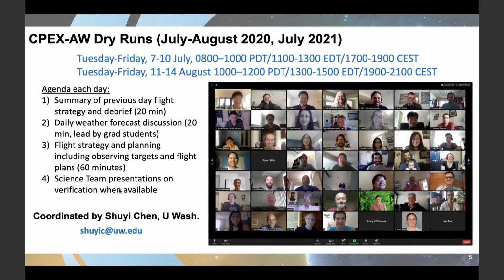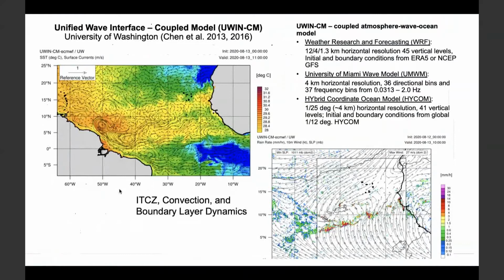This is organized with the ESA teams too. It's a kind of a challenge to get all the time zones worked out in the virtual space. We're largely using a model as the virtual space for our flying, so we're basically flying aircraft in the model fields. This model is called the Unified Wave Interface model, developed by my group over the years. It's a coupled model that has the WRF, multi-nested and at different resolutions.